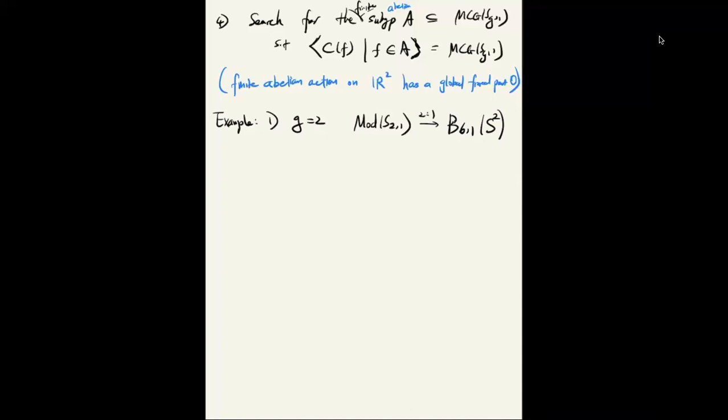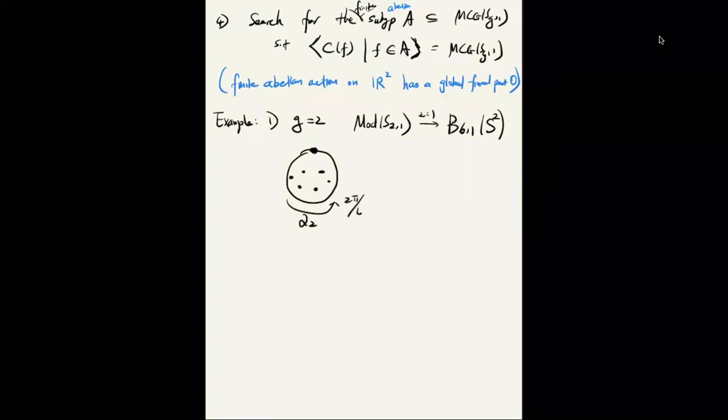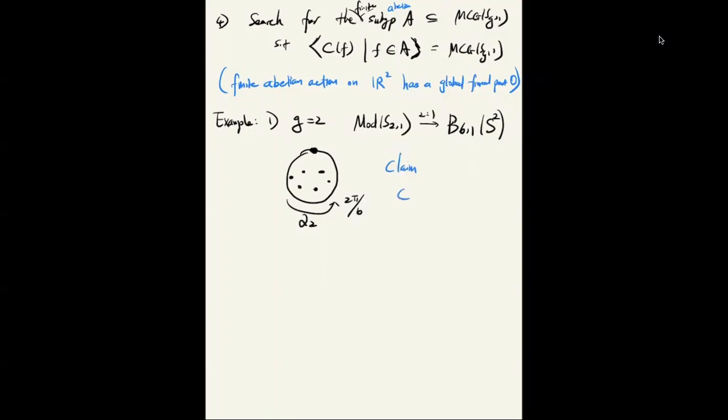In here you are fixing this 1 point and you're putting the 6 points on the equator. Then the rotation by 2π/6, this is called alpha 2. We have a claim that this element satisfies our property: the centralizer of alpha 2 squared and the centralizer of alpha 2 cubed generate the whole group.